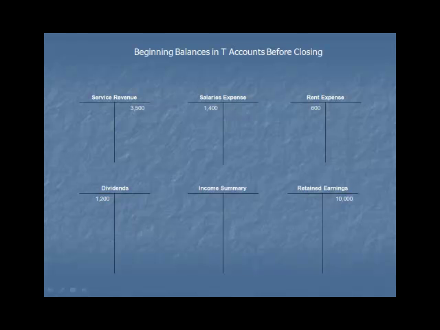And these are the beginning balances in the T accounts before closing. We have 6 accounts. We have service revenue, salaries expense, rent expense, dividends, income summary, and retained earnings. These are the accounts that we're going to be using for our demonstration.